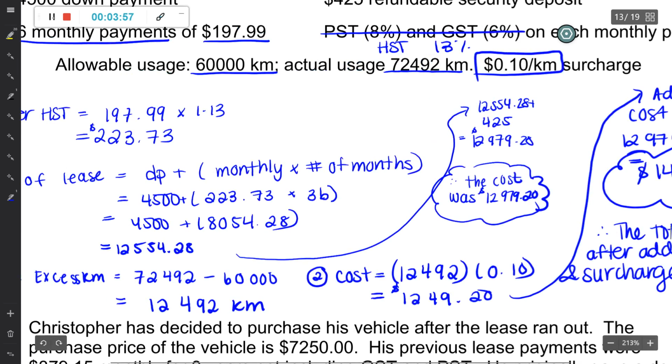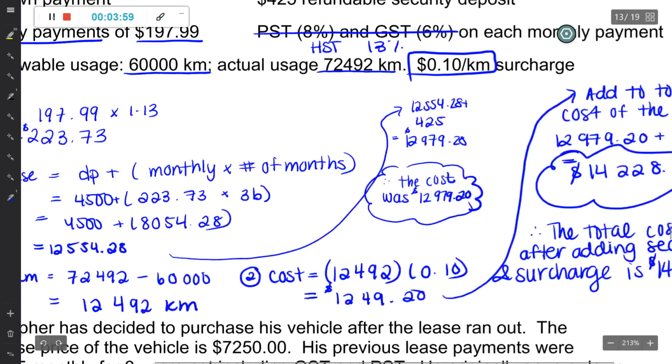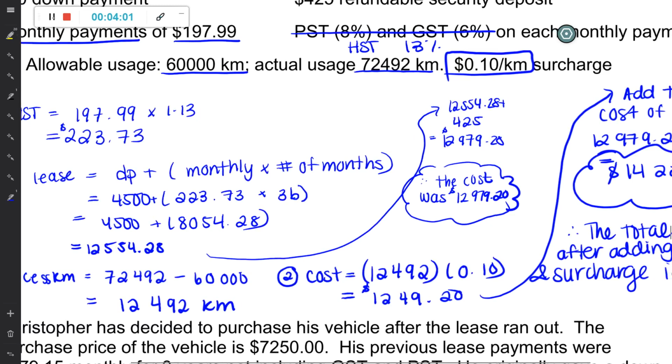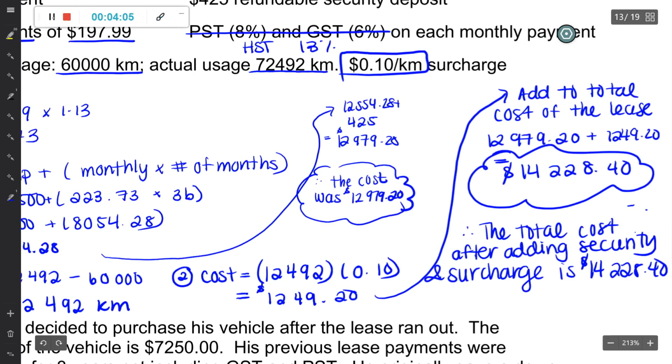If he had kept the car in good condition, if he hadn't gone over his kilometers, he would have only had to pay $12,554, but he ended up paying $14,228, which is a lot more. So it's important to keep whatever car you have in good shape so that you don't end up paying all the extra costs, because then leasing can get slightly more expensive.